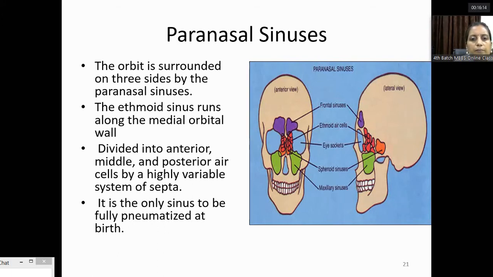Regarding the paranasal sinuses, the orbit is surrounded on three sides by them. The ethmoidal sinus runs along the medial orbital wall, divided into anterior, middle, and posterior ethmoidal cells by a highly variable system of septa, and it is the only sinus to be fully pneumatized at birth. So you see the different sinuses which are involved here in the orbit.